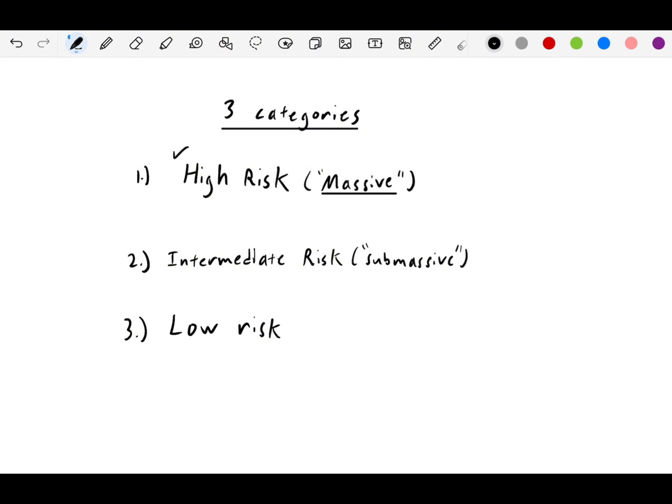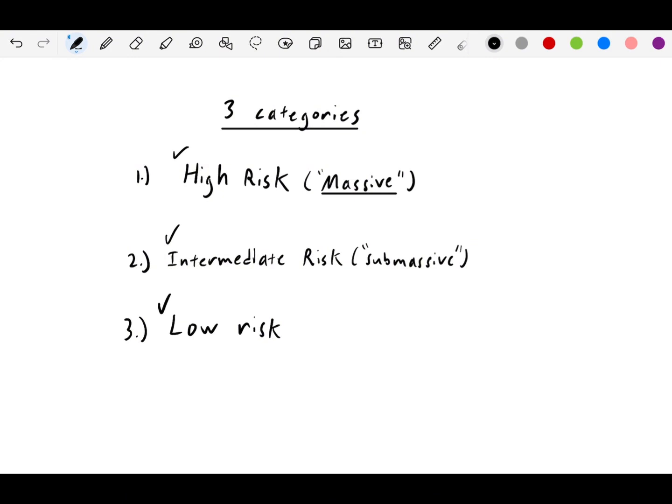Now just know that these terms massive and submassive, they don't actually refer to the size of the actual embolism. They refer more to the hemodynamic effects that are caused by the embolus, but I'll discuss that a little later. So just remember, the most dangerous is high risk, also called a massive. 2 is going to be your intermediate risk, or your submassive, and then 3 is the one we care the least about, or is the least life-threatening, and that's going to be your low risk.